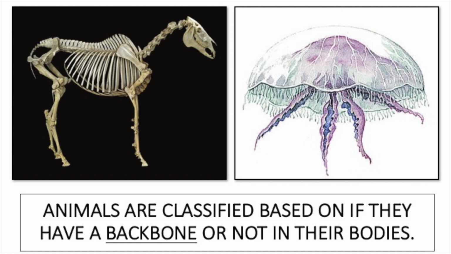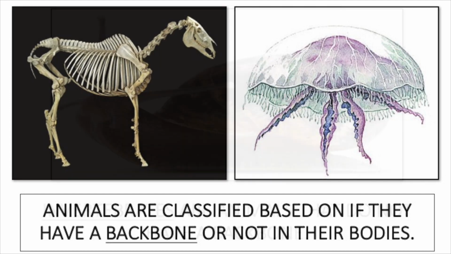But in the next picture, does anybody know what animal this is? Not octopus, close. Looks a little like a jellyfish. Now, can anybody see the backbone of the jellyfish? No. Do you know why that is? Because jellyfish don't have one. Jellyfish are what we call invertebrates. And they're the animals we're taking a look at today. The ones that don't have a backbone, like jellyfish.